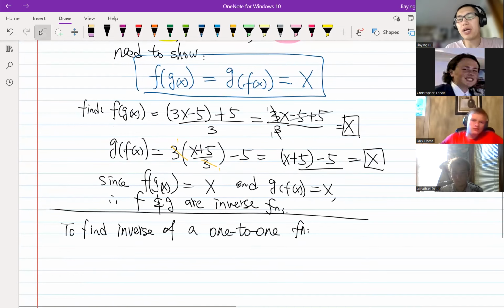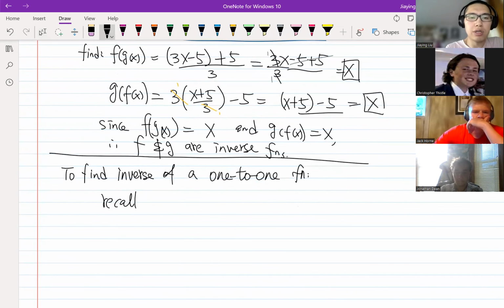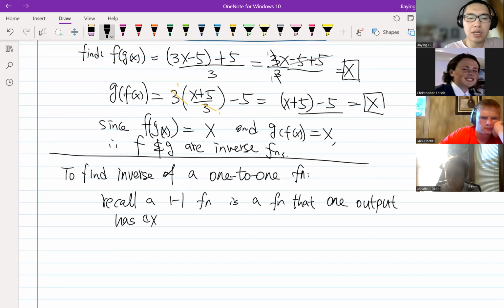Now, let me just quickly remind you what a 1-to-1 function is. Recall, a 1-to-1 function is a function where one output has exactly one input.